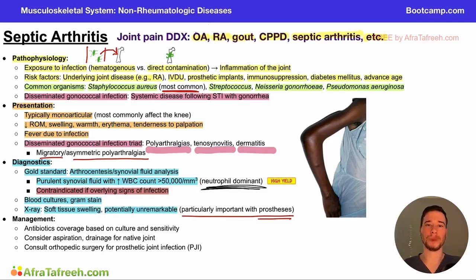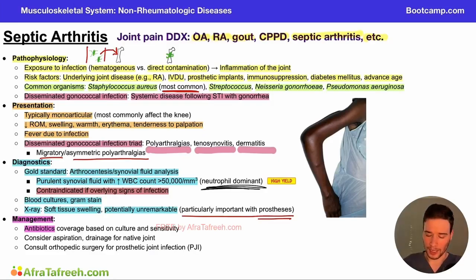And finally, let's wrap up this video with talking about the management here. So again, this is an infection, so it makes sense to us that antibiotics are going to be the primary thing. This is going to be based on the culture and the sensitivity that we got from the gram stain and the blood cultures we received earlier. Antibiotics are going to be tailored to the bug itself. It's a little bit advanced to go into specifics for each bug right here, but just keep in mind a patient who has a joint infection is likely going to need antibiotic coverage.